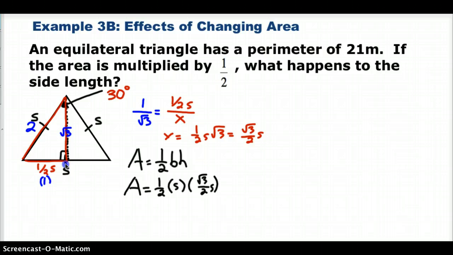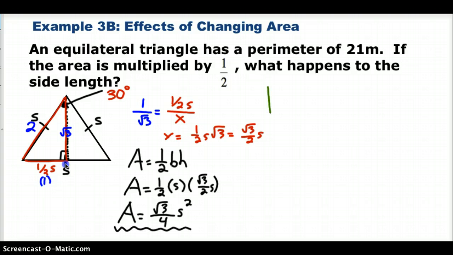Now I'm just going to simplify my equation for area. I'm going to say my area equals 1 times radical 3 is radical 3, 2 times 2 is 4, and we're going to call this s squared. So this is definitely going to help us solve our problem.